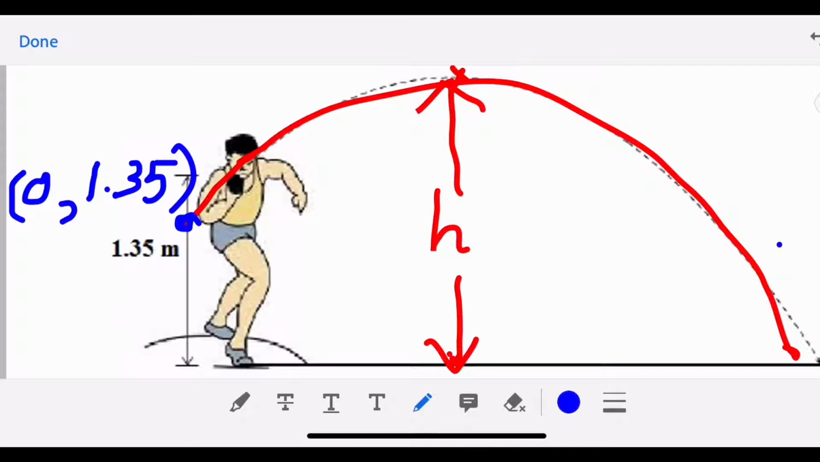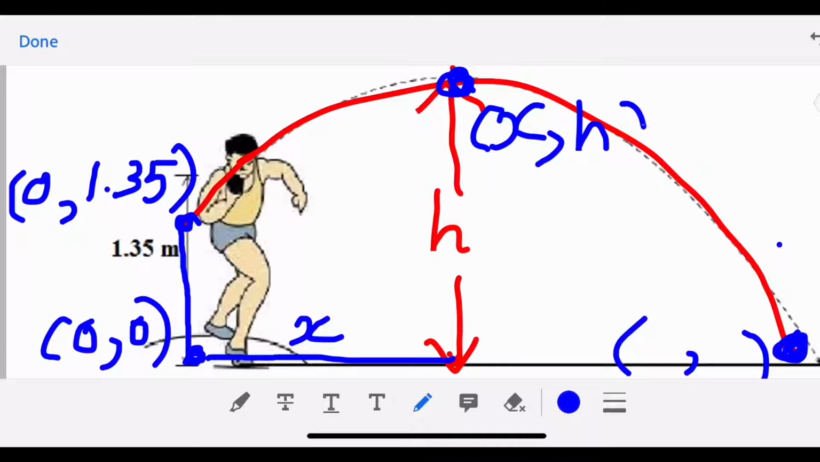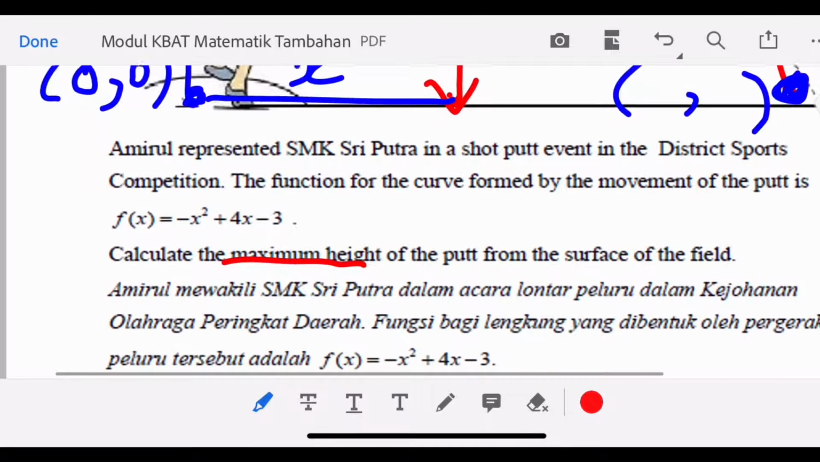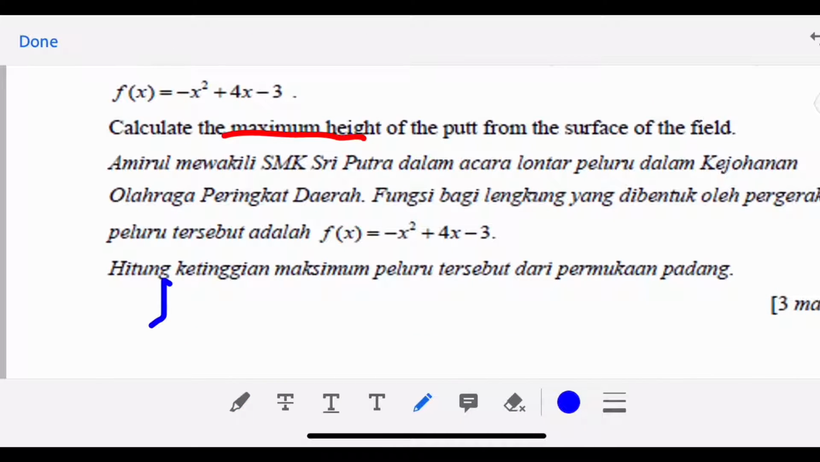Let's say we measure from the 1.35, which is at the level that I label as blue color. The origin is 0, so let's say the shot put is at 1.35. It should be a bit higher, but I label the height as 1.35, the level of the shot put at the beginning. So you're asked to calculate the maximum height of the shot put from the surface of the field.